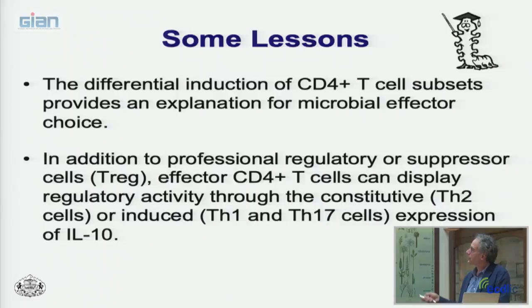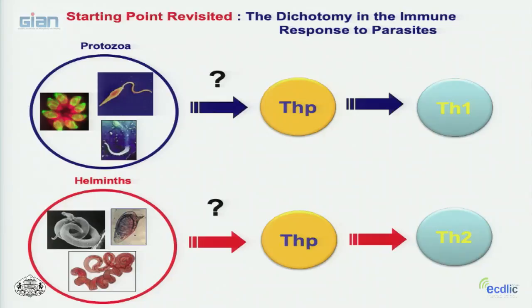So some initial lessons here, the differential induction of CD4 T cell subsets provides an explanation for microbial effector choice. And in addition to these professional regulatory suppressor T cells, effector CD4 T cells can also display regulatory activity through the constitutive TH2 cells or induced TH1/TH17 cell expression of IL-10. And these were all aspects of immune regulation that were learned from these parasitic disease models.